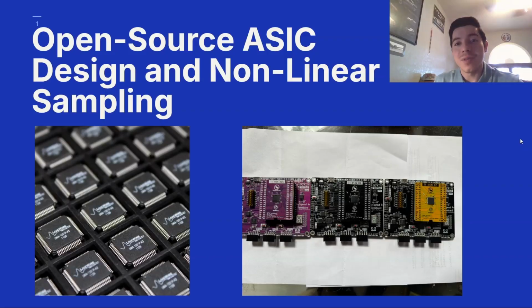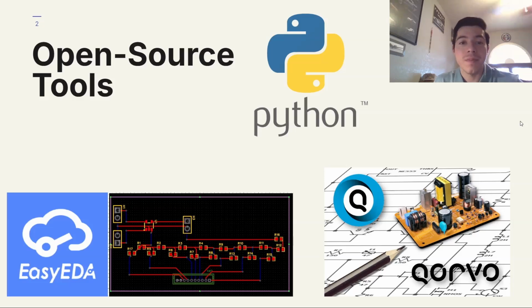Today, I'll be introducing to you our project, Open Source ASIC Design and Nonlinear Sampling. The goal of our project was to design, simulate, and prototype a custom 8-bit SAR analog-to-digital converter while using entirely open source tools. We wanted to show that IC development, which is traditionally reserved for large companies, can be made accessible to individuals such as students, researchers, or even small startups. Our project revolves around using free software such as Icarus Verilog, KiCad, Python, and more to handle everything from simulation and design to physical modeling.